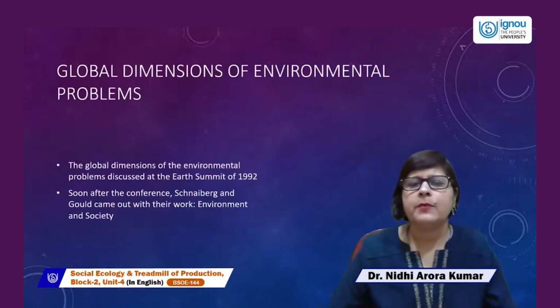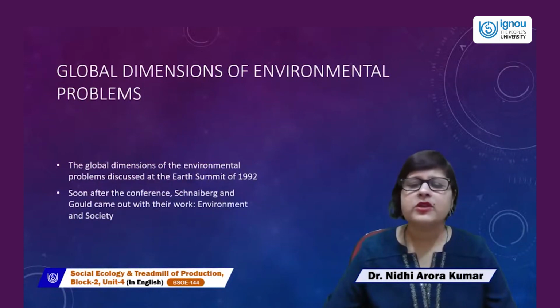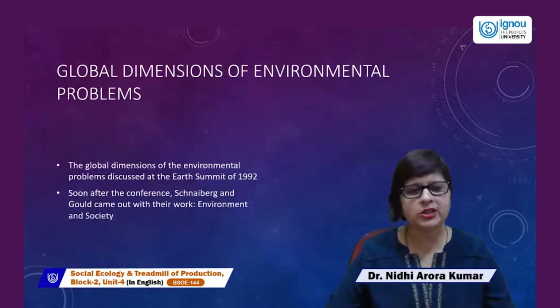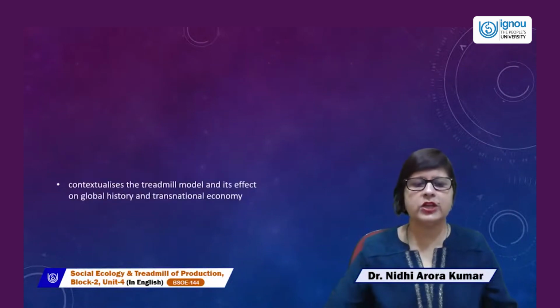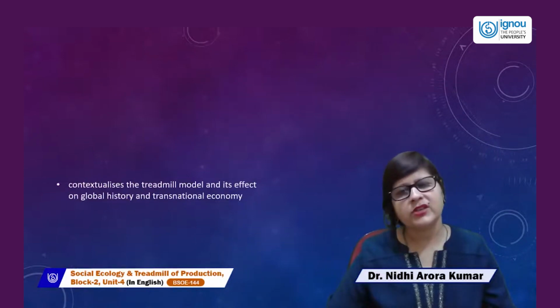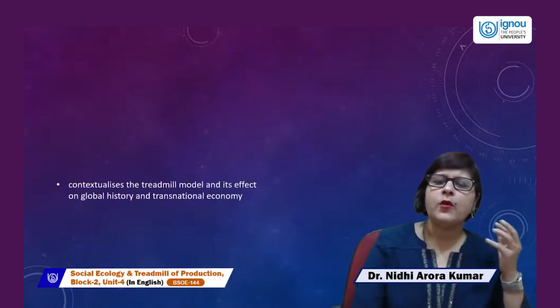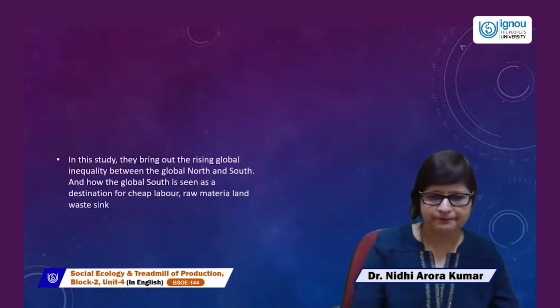Okay. Global dimensions of environmental problems. What are the global dimensions? The global dimensions of environmental problems were discussed in the Earth Summit in 1992. Soon after the conference, Schnaiberg and Gould came out with the work Environment and Society. They contextualized the treadmill model and its effect on global history and the transitional economy. Right? They conceptualized the treadmill model, how it impacts global history and the transitional economy.